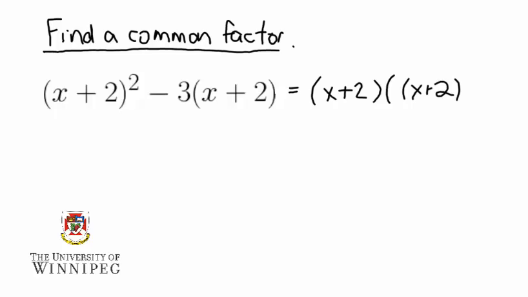And then next we could move over and do the division 3 times x plus 2 divided by x plus 2, and ask ourselves what's left over after we do that division, and that is simply the 3. And we could simplify our second bracket a little bit to get x plus 2 times x minus 1.